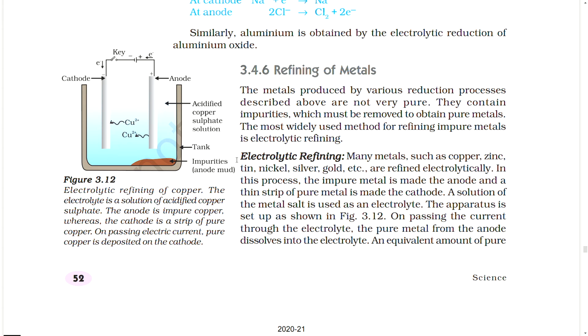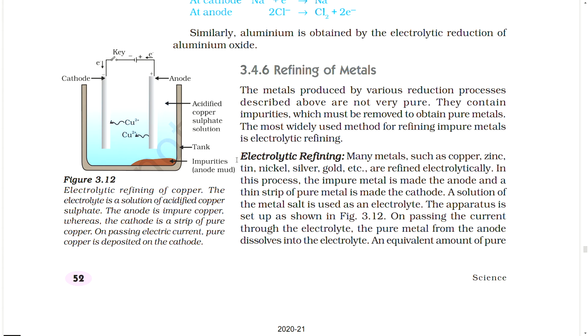Electrolytic refining. Many metals such as copper, zinc, tin, nickel, silver, gold, etc. are refined electrolytically. In this process, the impure metal is made the anode and a thin strip of pure metal is made the cathode. A solution of the metal salt is used as an electrolyte. The apparatus is set up as shown in the figure.